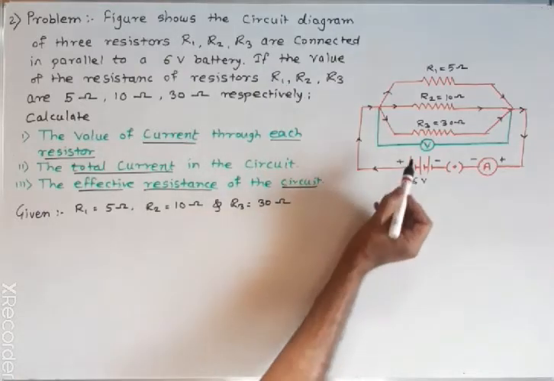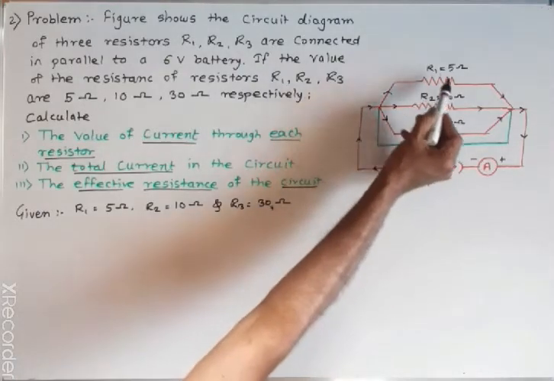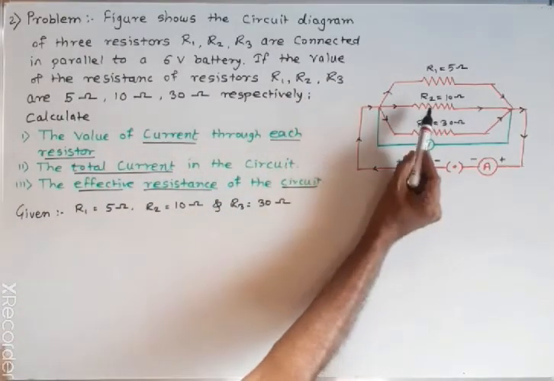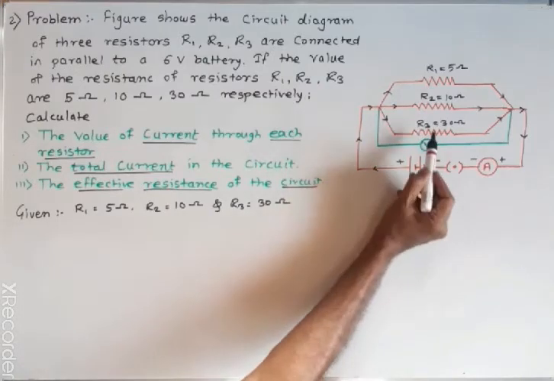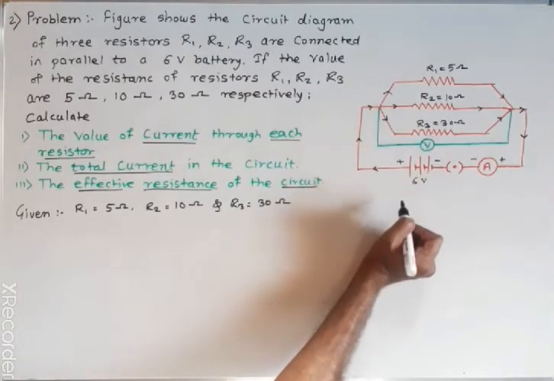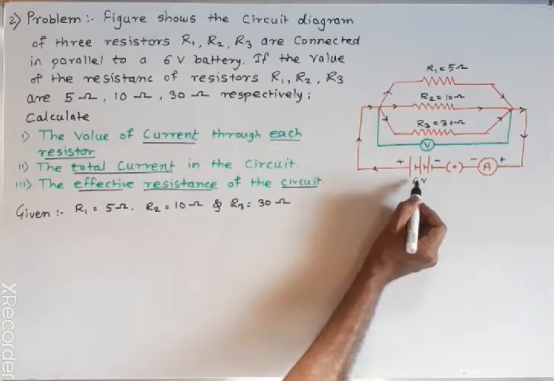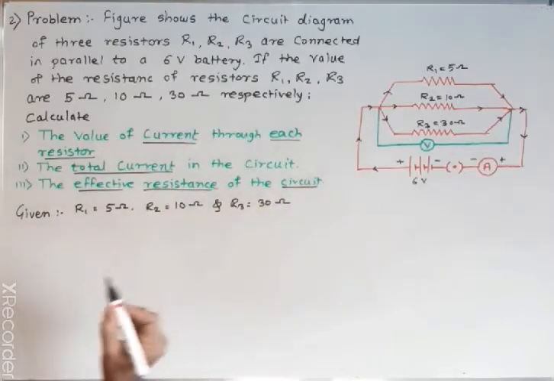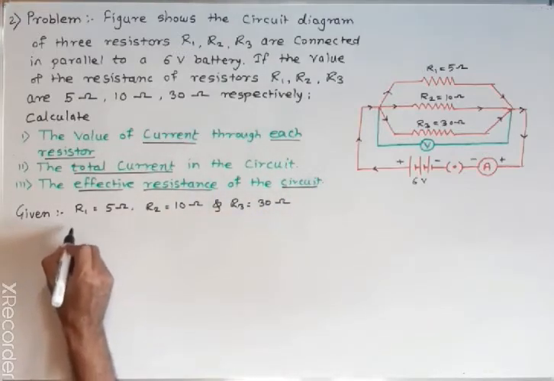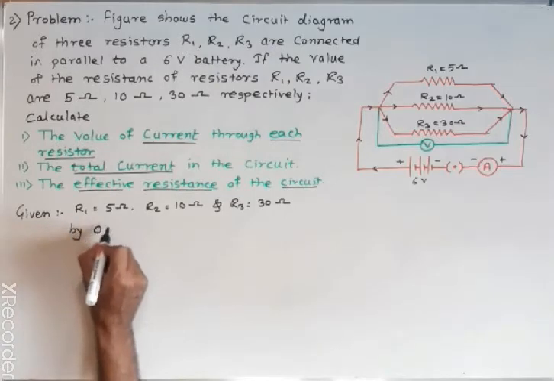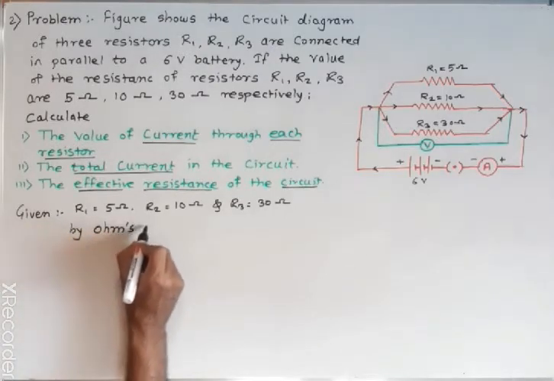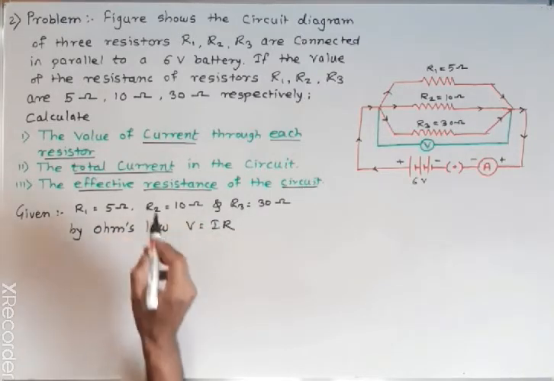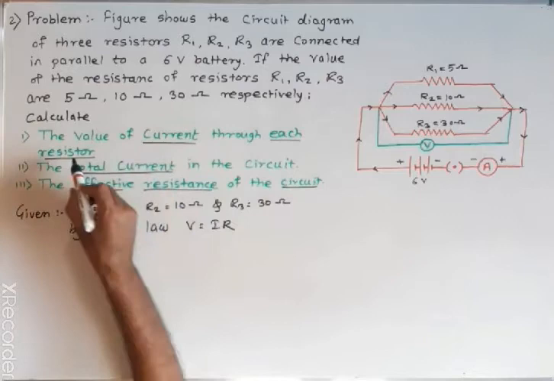Therefore, we can say the potential difference across R1 is equal to this 6 volt. The potential difference across R2 is again 6 volt, and the potential difference across R3 is again 6 volt, because 6 volt is the potential difference applied across all these three resistors. Therefore, you know Ohm's law. What is Ohm's law? V is equal to IR. Now I have to calculate the value of the current through each resistor.